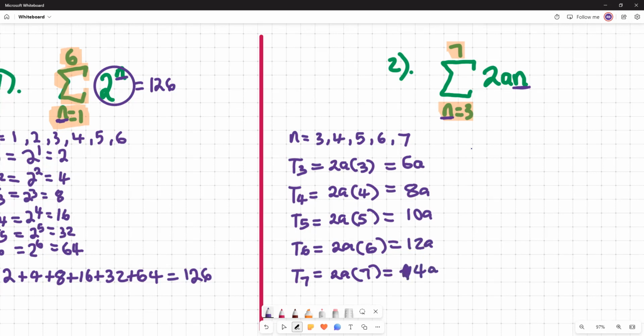And then I need to add all this together. So 6a plus 8a plus 10a plus 12a plus 14a. Let's quickly get that on a calculator. So it's going to be 6 plus 8 plus 10 plus 12 plus 14. That gives me 58. Okay, perfect.